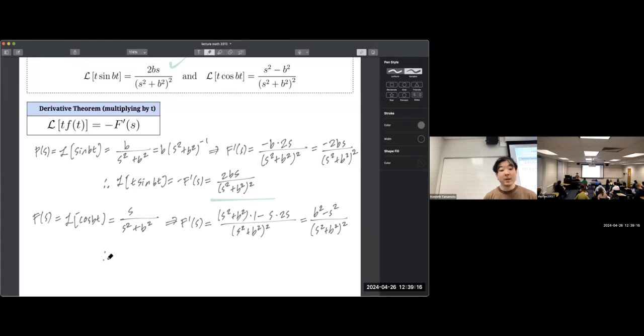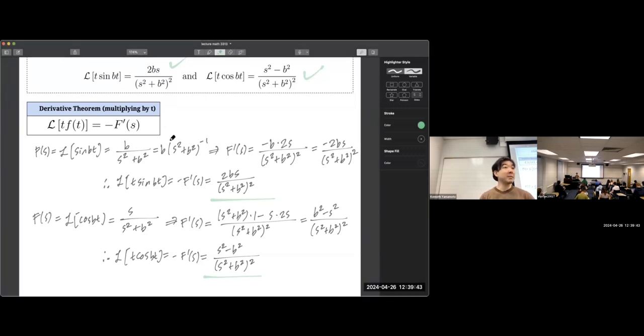And therefore, your Laplace transform of t cosine of bt is just the negative of this, which I'm just going to flip, so it's just s squared minus b squared over s squared plus b squared, squared, which confirms this one. So I just wanted to confirm these two, because we're potentially going to use them later on.